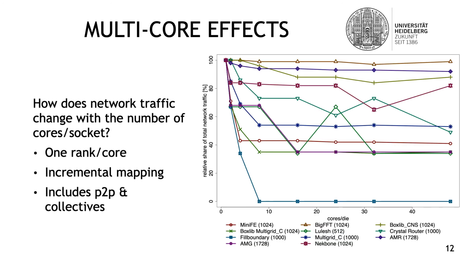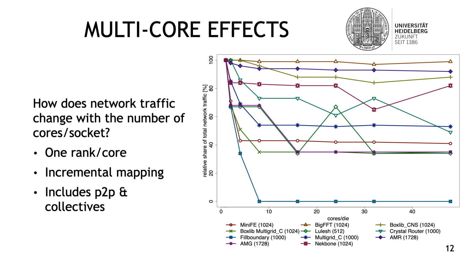Firstly, at the network layer, we are looking at multicore effects. This study investigates how an increasing number of cores per socket affects the overall network traffic. We are only considering applications with more than 1000 ranks to provide useful information. Furthermore, we assume 1 rank per core and an incremental mapping, so rank 1 is mapped to core 1, rank 2 is mapped to core 2, and so on. And these studies also include collective communication.